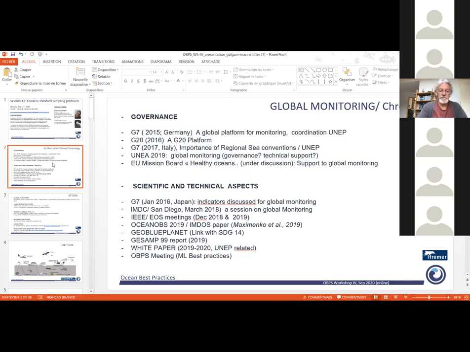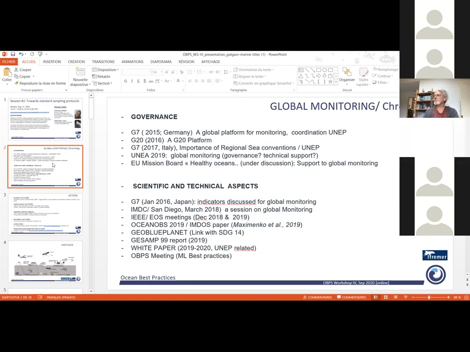So quickly, the story of global monitoring, to my knowledge, was first proposed by the G7 in 2015. It was under the presidency of Germany, and some of you were present in these meetings at the beginning. And the idea was to have a global platform for monitoring and linking directly with the UNEP and UNEP regional sea conventions. It's quite important, because sometimes what comes from G7 is perceived as something very global and just ideas and so on.